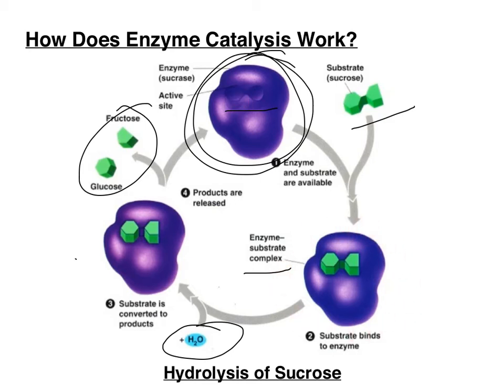Upon binding, the shape of the enzyme will change. When the shape of the enzyme changes, it facilitates the breaking of chemical bonds. That lowers the activation energy barrier. The reaction takes place, the products are released, and the enzyme can return back to its original conformation.